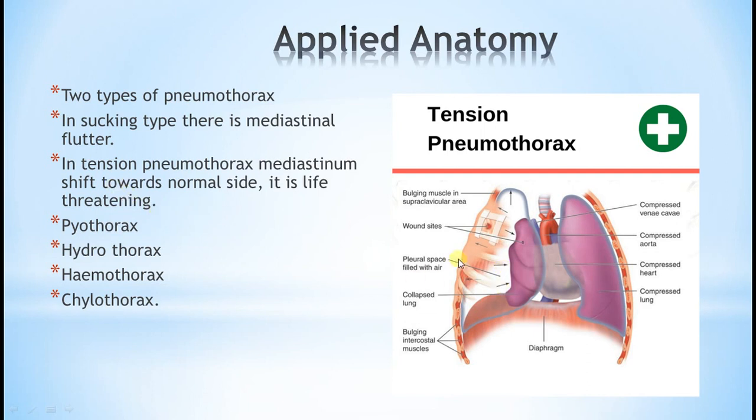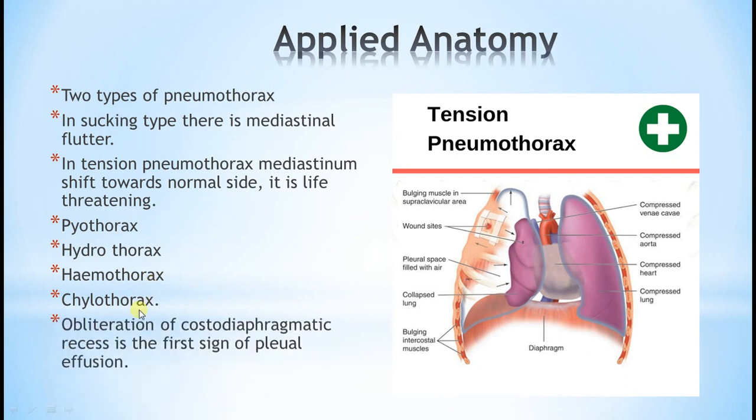So immediately you should insert a tube so that the air which has built up is brought out. The lung will be severely displaced. Displacement of the lung takes place, especially in case of tension pneumothorax. Then another type is hydrothorax, collection of fluid. Hemothorax, I told you, is blood. Chylothorax is collection of lymph.